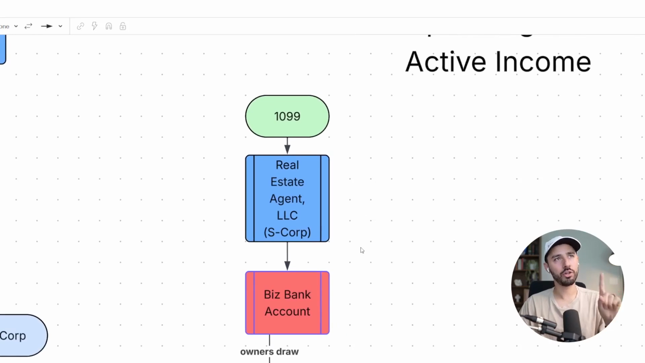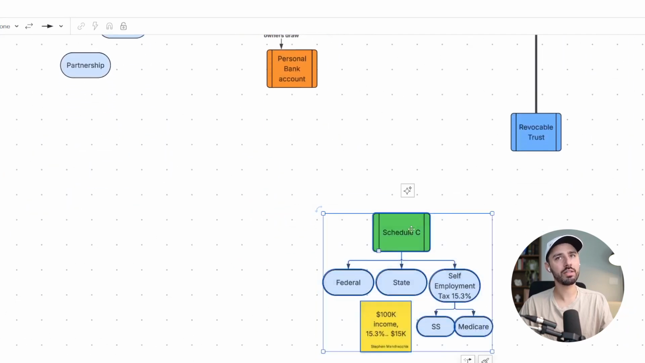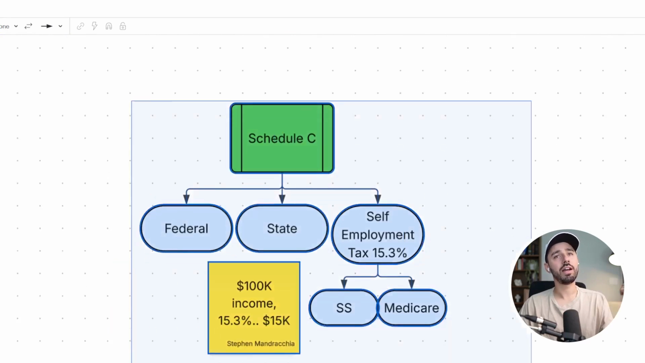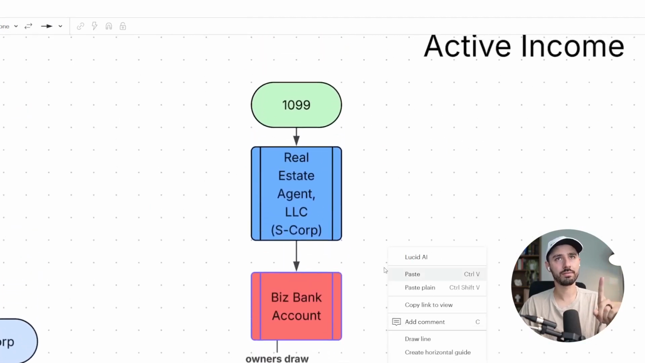You are going to file your tax returns very differently. So you remember before we filed our returns on where? Schedule C. Over here, remember we talked about all of this? Well, now we're going to file our returns on the 1120S.